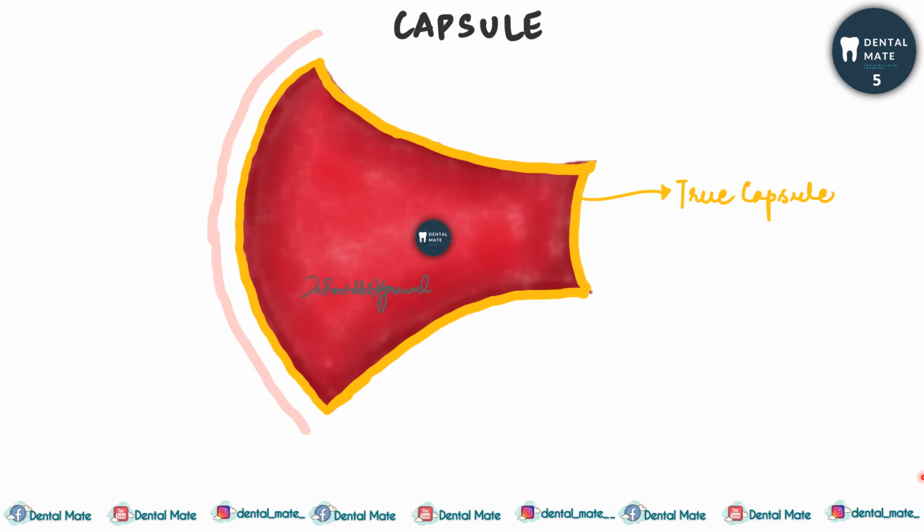First of all, we have the skin covering over the parotid gland. Now this is the true capsule. What is the true capsule? It is an inner thin capsule formed by the condensation of the fibrous stroma or the connective tissue of the parotid gland. This is the true capsule.